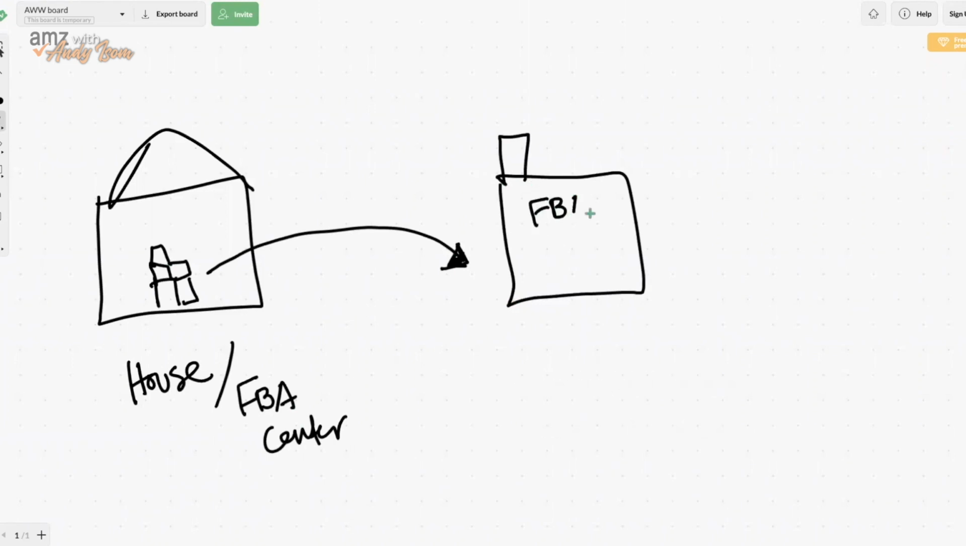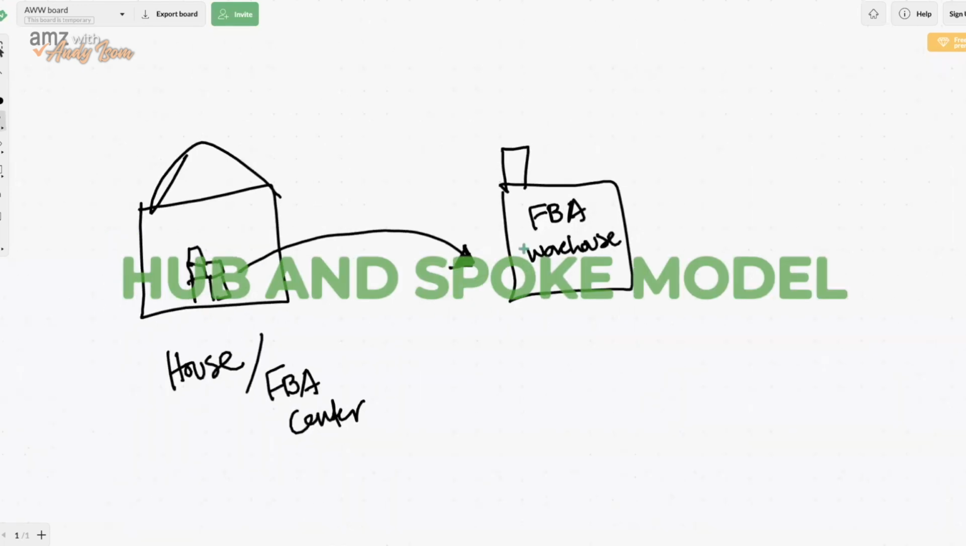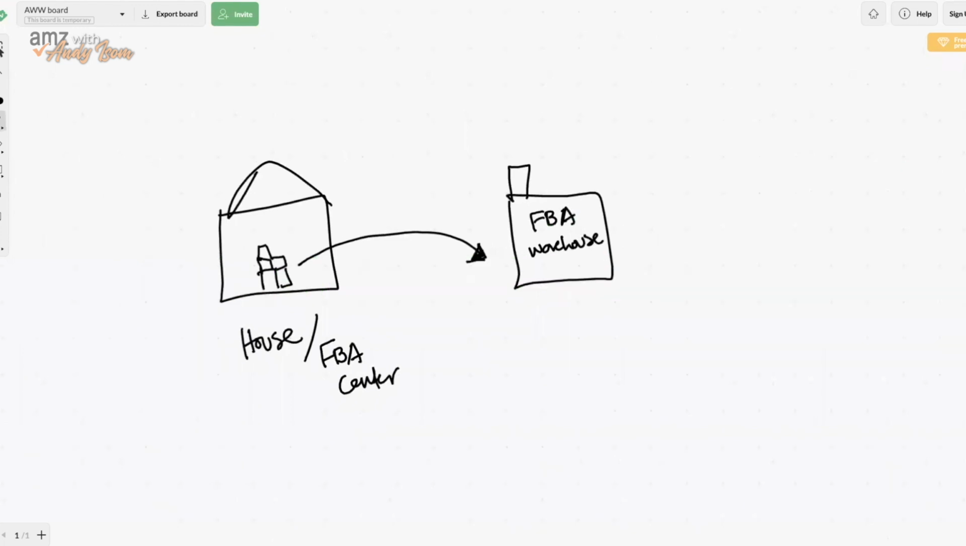So I'm going to put this as FBA warehouse. Most of the time, it's going to be one location. Sometimes I've seen it will be two, and in very rare cases, three. But most of the time, your order is going to go to one warehouse, and it's usually a warehouse that's very close to you. So Amazon kind of operates on the hub and spoke model, kind of like airlines.